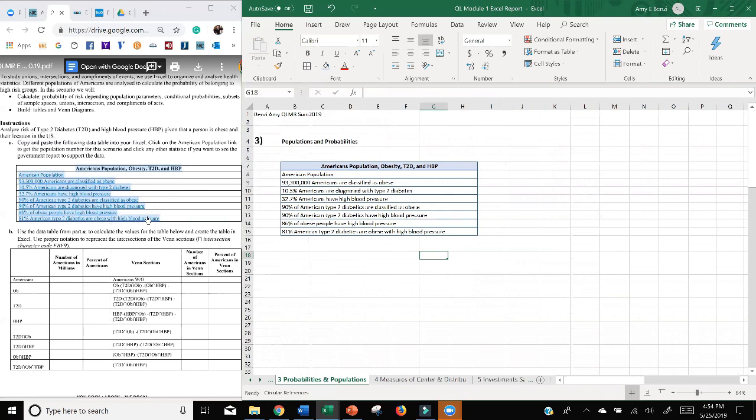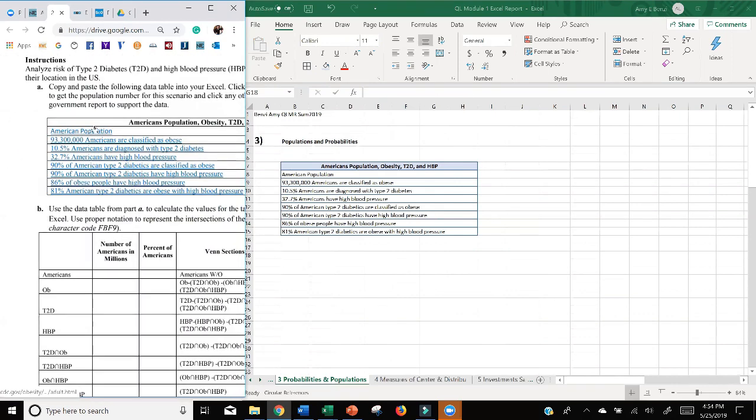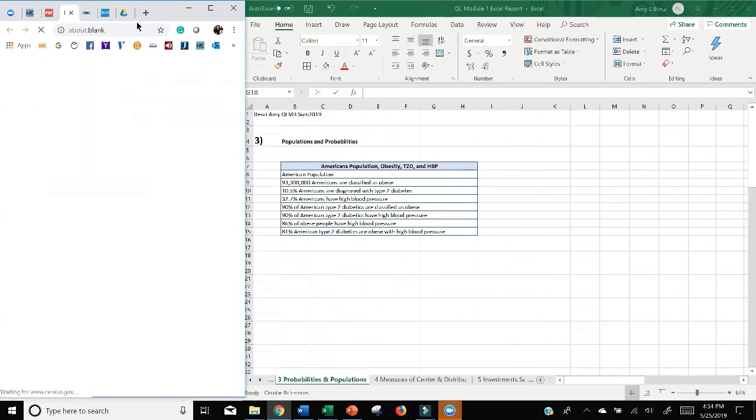All right, what is the next set of instructions? I have copied and pasted that in there, even though it took a long time. Now I am going to click on the American population link to get the population number for this scenario. So I need this number to continue here. So I'm just going to click this link that says population, American population.